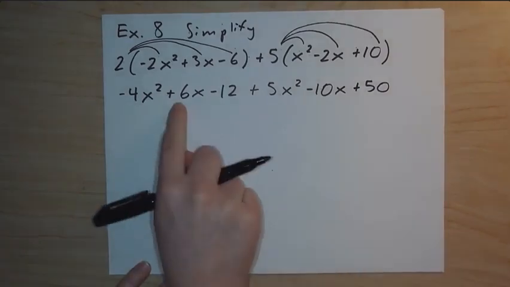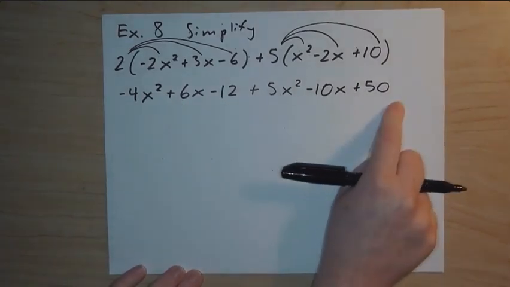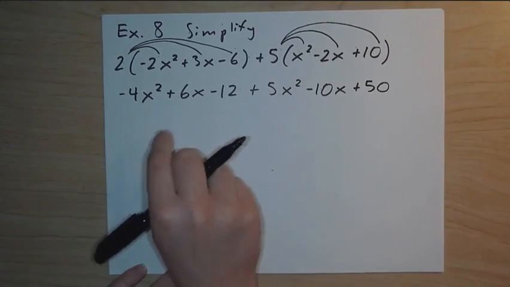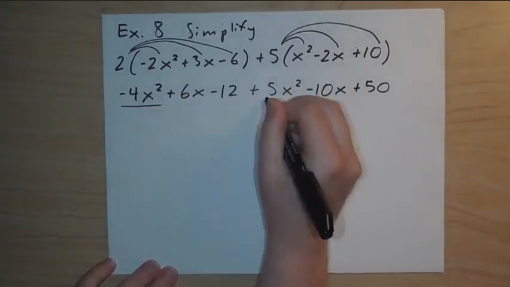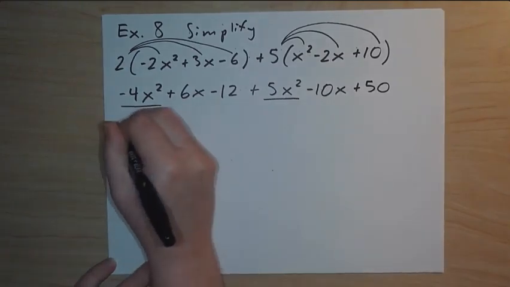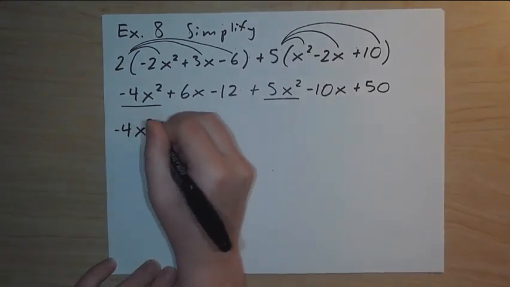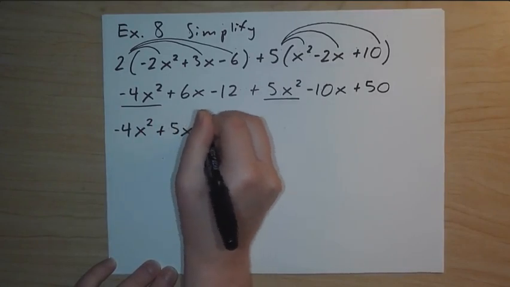So now that we have it like this, I'm going to write our like groups together. I'm going to look at the powers of x here. So we have negative 4x squared and 5x squared. I'm going to write those two things together. So you have negative 4x squared plus 5x squared.